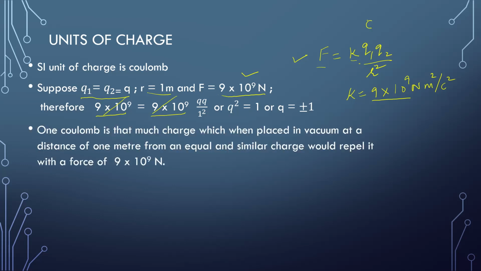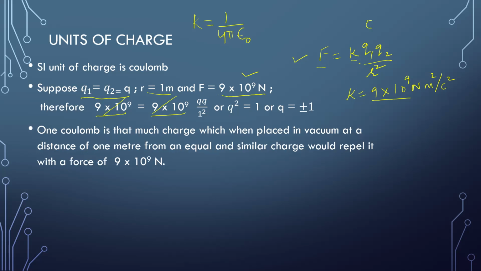Okay, so if we have to define 1 Coulomb of charge, we can define it as that much of charge which when placed in vacuum, because the value of K, as we had done in the previous video, is 1 upon 4 pi epsilon naught, and epsilon naught is the absolute electrical permittivity of free space. So the charges are in free space which we are talking about.